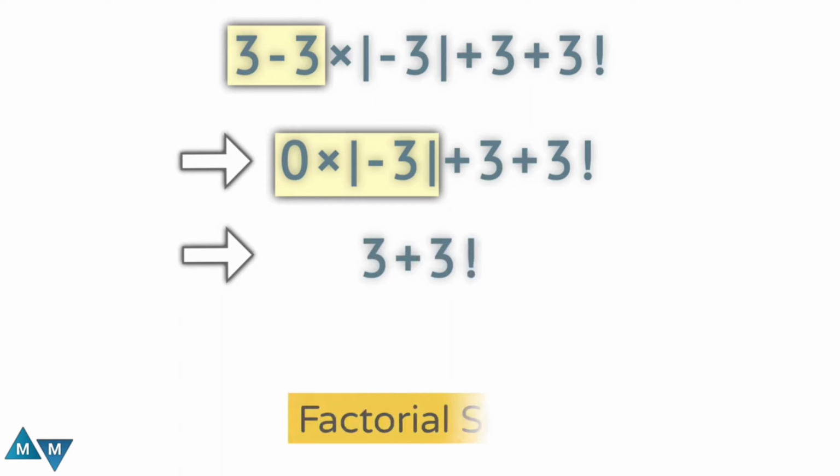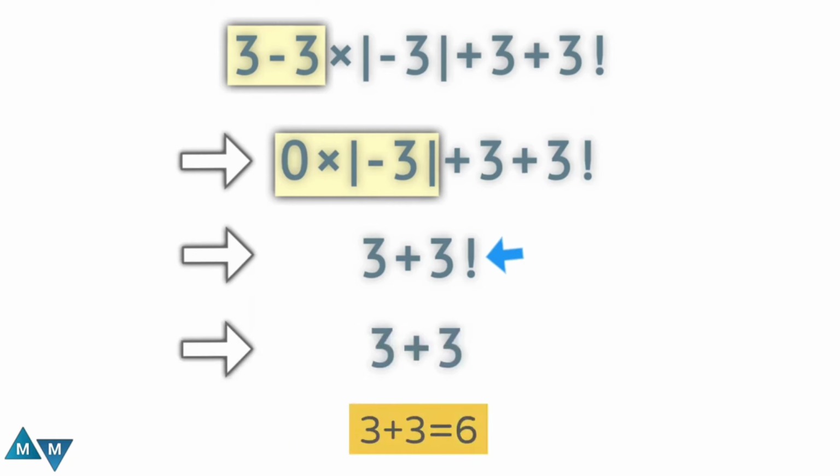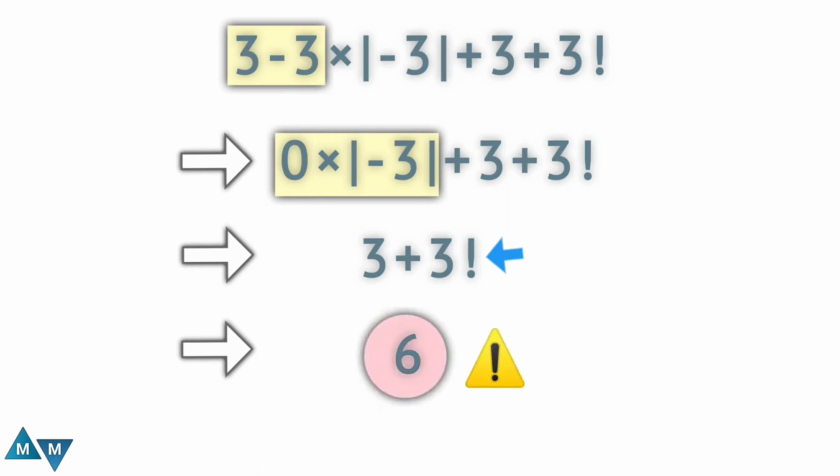And many people don't even notice this factorial sign here. And they write the expression as 3 plus 3, which is equals to 6. So the answer in this case will be 6, wrong. This is the wrong way for us to solve it. Okay, let's see the correct way.